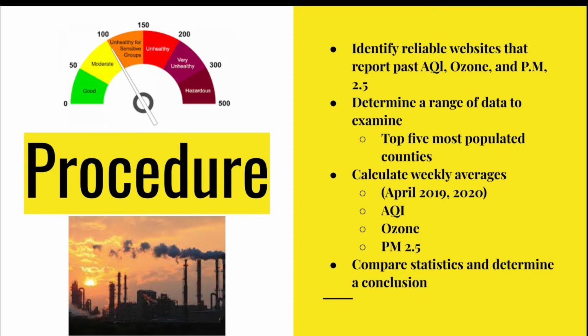For my project, I had to find a reliable website that reported the past AQI, ozone, and PM 2.5. I had to determine a range of data to examine. I decided to look at the 5 most populated counties within the United States, and I had to calculate the weekly averages for April 2019 and 2020. And then I had to compare the statistics and determine a causal conclusion.